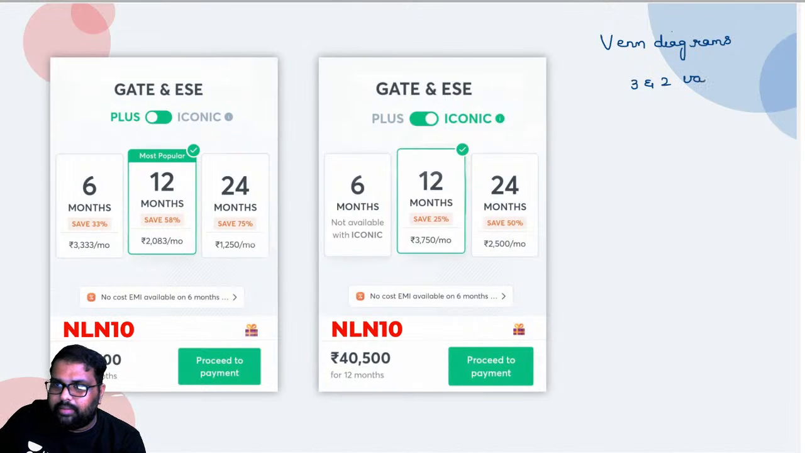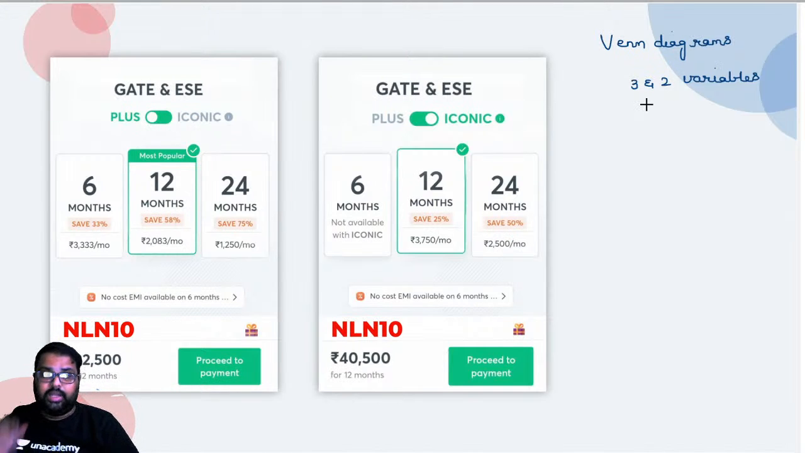Right? In number system, we have seen how to find out maximum and minimum values. Now let us see how to find out maximum and minimum values in Venn diagrams.